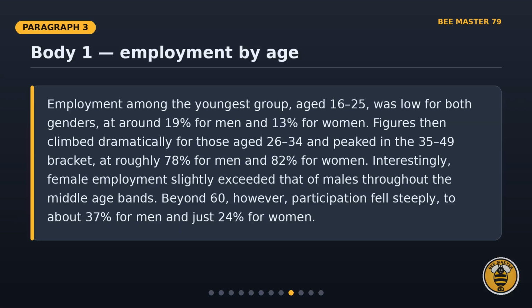Paragraph 3 covers the first chart. Employment among the youngest group, aged 16 to 25, was low for both genders, at around 19% for men and 13% for women. Figures then climbed dramatically for those aged 26 to 34 and peaked in the 35 to 49 bracket at roughly 78% for men and 82% for women. Interestingly, female employment slightly exceeded that of males throughout the middle age bands. Beyond 60, however, participation fell steeply to about 37% for men and just 24% for women.